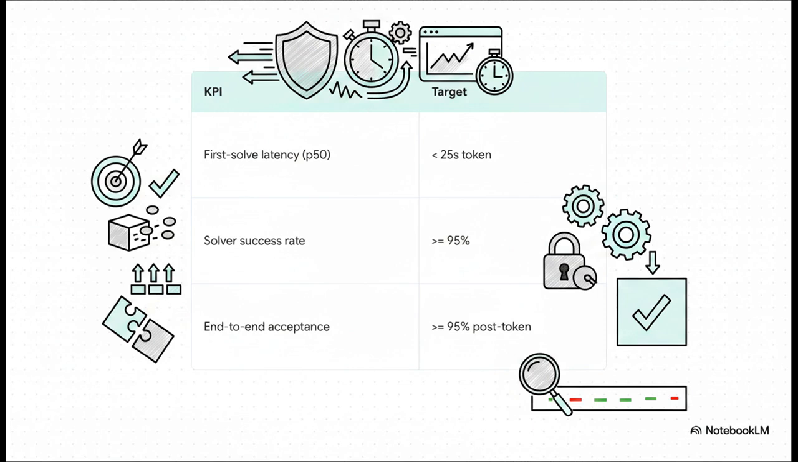Watch your first solve latency, target under 25 seconds for tokens. If you're hitting that, your integration is healthy and it's not getting bogged down waiting on retries. Monitor your solver success rate, target 95% or higher. This proves your inputs correctly match the live challenge. And most importantly, track that end-to-end acceptance. Again, target 95% or higher post-token. If that number is solid, it means your downstream verification actually accepts the token and your session is applied correctly. Tracking these metrics lets you spot regressions long before a user or a client ever notices something is broken.